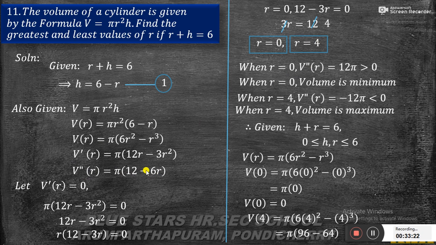So I substitute here r equal to 0. r equal to 0 means 12 pi, which is positive, greater than 0, so it represents the minimum. Therefore I say the volume is minimum at the point r equal to 0.